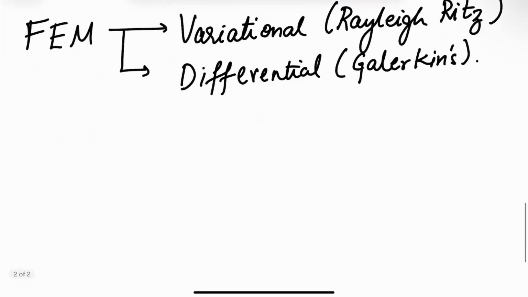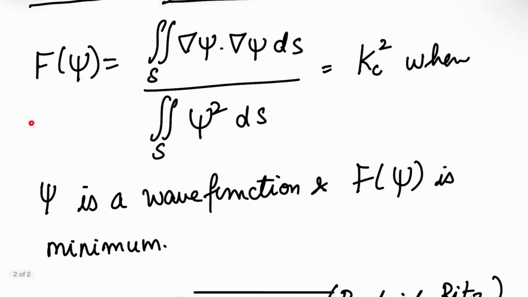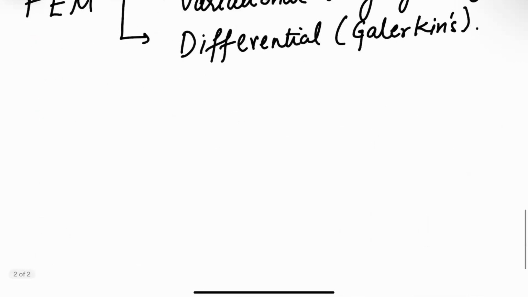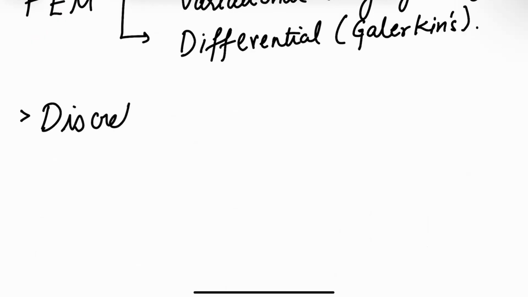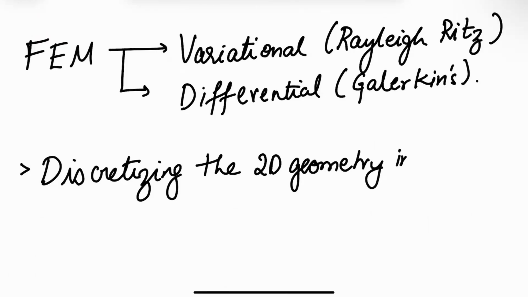Okay, so what's the idea here, right? You have this functional, and we want to minimize this functional in the space of all functions psi, right? So how do we do that numerically? To do that numerically, we start by discretizing. Since we're doing waveguide problems, we'll discuss this waveguide problem as an example of a variational Ritz procedure. So we discretize the 2D geometry into a triangular mesh.